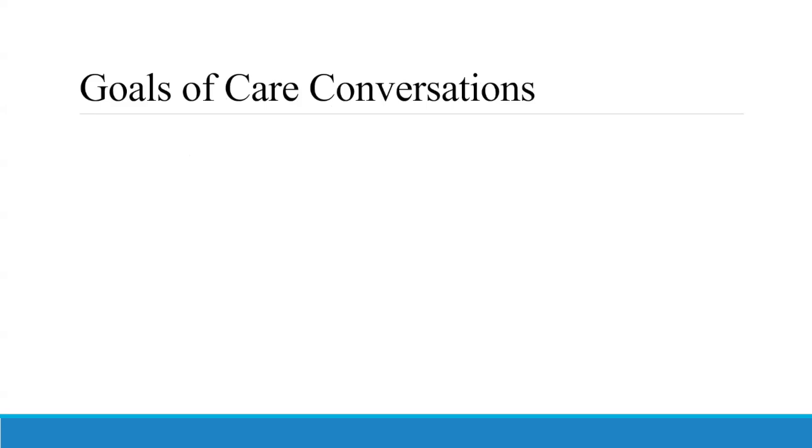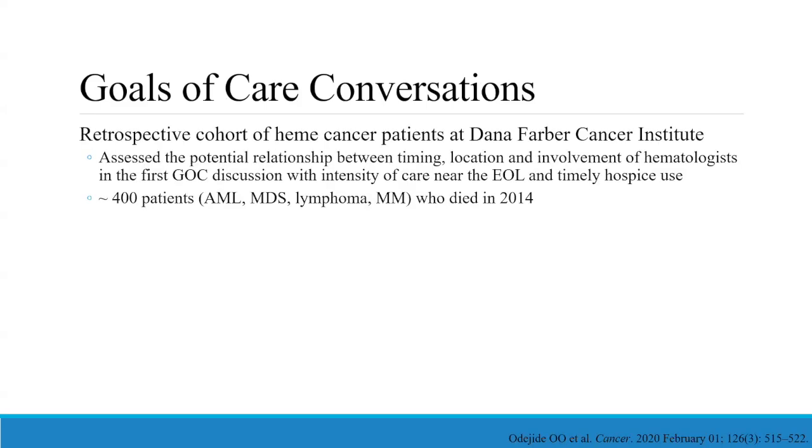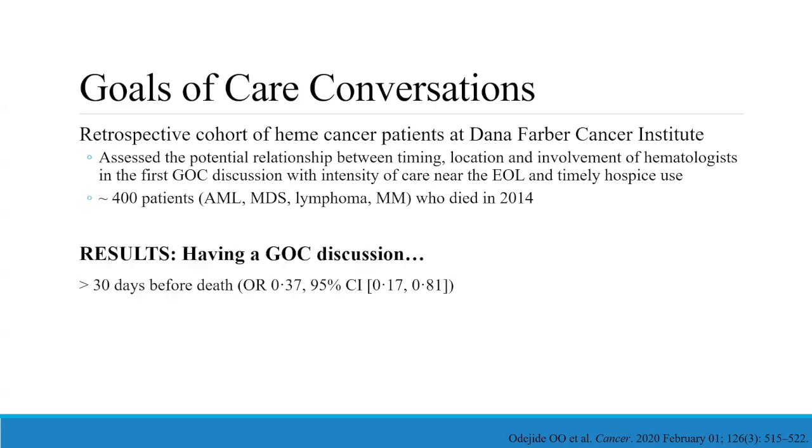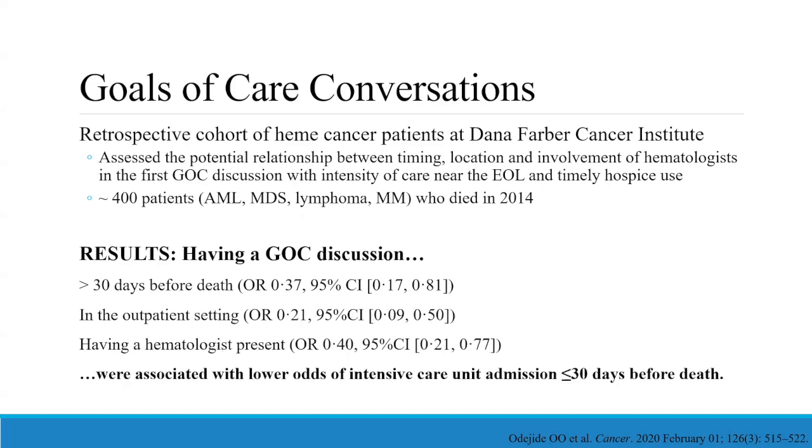So what can we do? Well, we can have better goals of care conversations. This was a palliative care group out of Dana-Farber that looked at 400 patients with hematological malignancies. They were specifically looking at what was special about that first goals of care conversation. Were there features of it that resulted in better outcomes for those patients? And what they found was that if you had a goals of care conversation at least a month before the person died, in an outpatient setting, so not in the ICU, not on the hematology ward, and if you had a hematologist present, you were less likely to wind up in the ICU within the last month of your life.